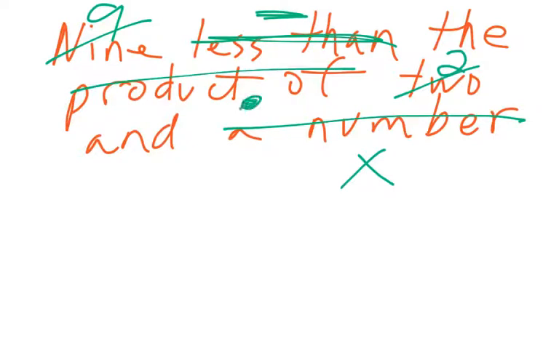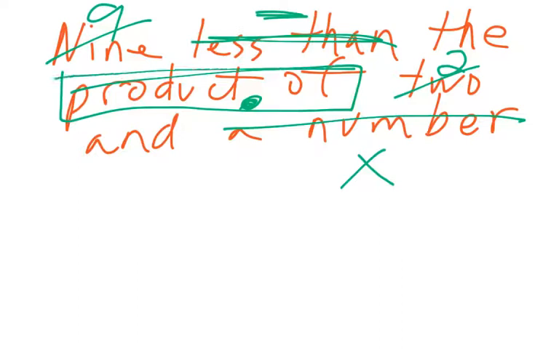Now remember, we just talked about this. When we have the phrase the product of, the two things we're multiplying come after it. So what's coming after it right now? Well, 2 and a number. So that's going to be 2x. Okay?